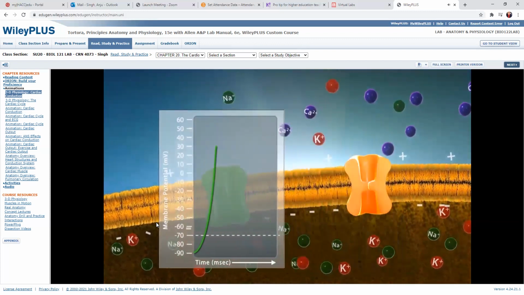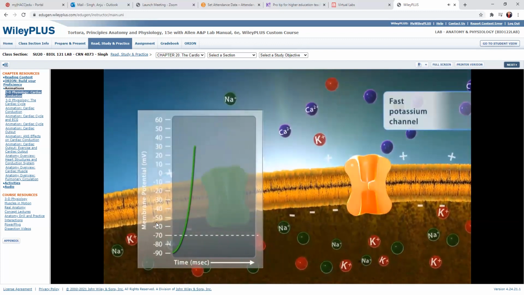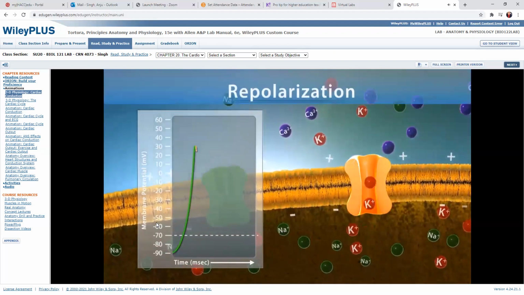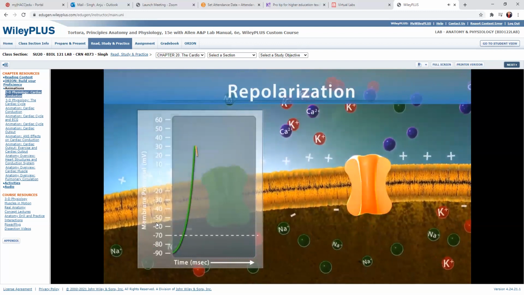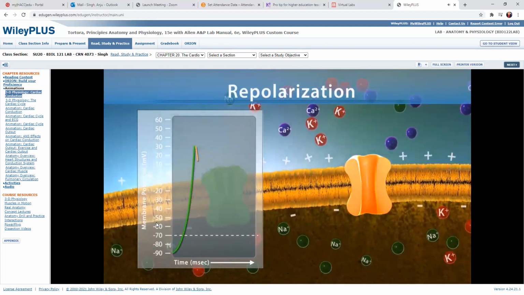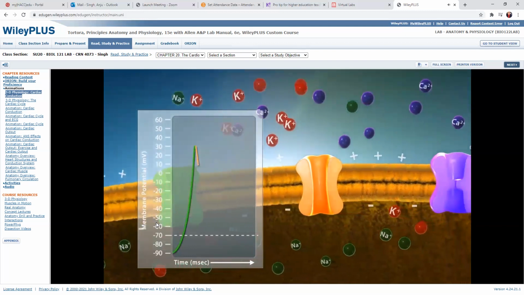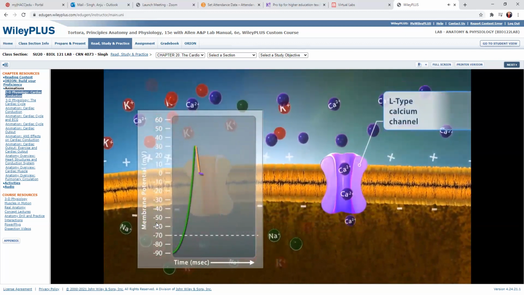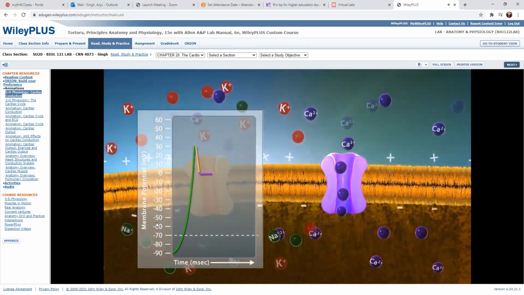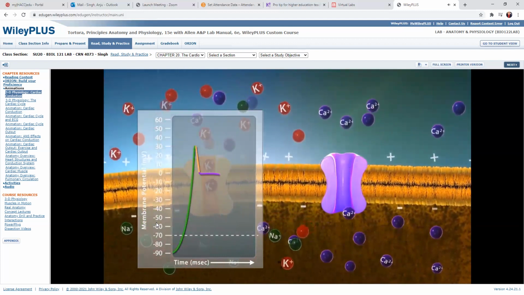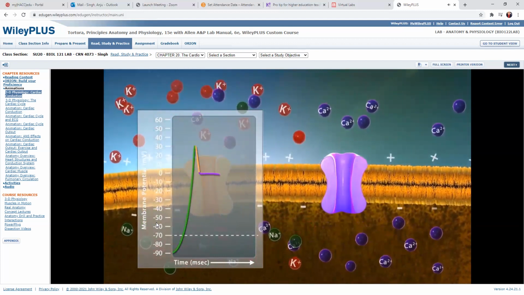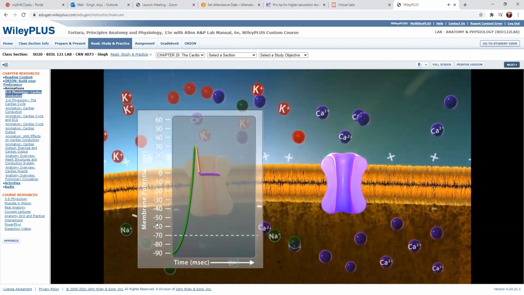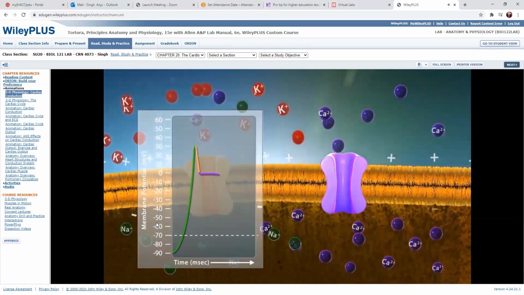As the inside of the membrane depolarizes, fast sodium channels close and fast potassium channels open, allowing potassium ions to diffuse out, causing the membrane to begin to move in the negative direction. Very shortly after the fast potassium channels open, L-type calcium channels open. Calcium ions diffuse in to balance the outward movement of potassium ions and keep the membrane depolarized at 0 millivolts for an extended period of time.